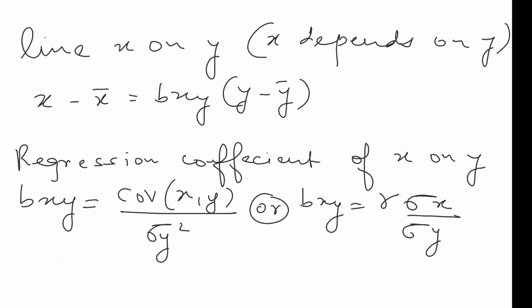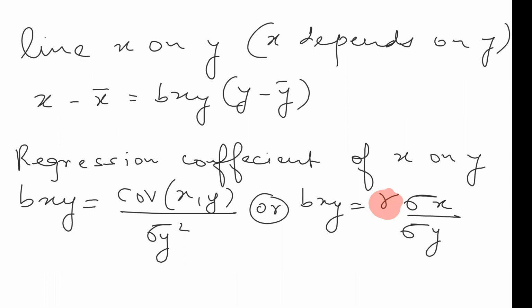Now you might be wondering what is r. R was a part of our syllabus in class 11. R is called Karl Pearson's correlation coefficient. It is also called the product moment correlation coefficient. Fine.